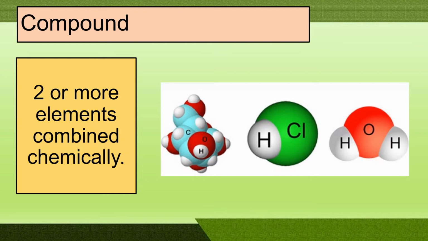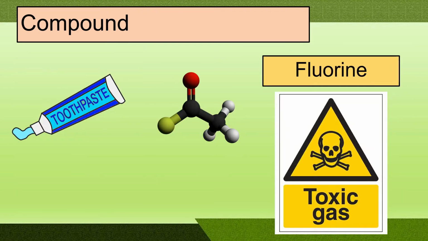Like, for example, in our intro, I said toothpaste has a primary ingredient of fluorine that helps our teeth to become strong and clean. Even though we know that fluorine is a toxic gas, when it is combined with other elements to become a compound, it has now a new property, which is not toxic. So that is the reason why manufacturers put fluorine in our toothpaste.